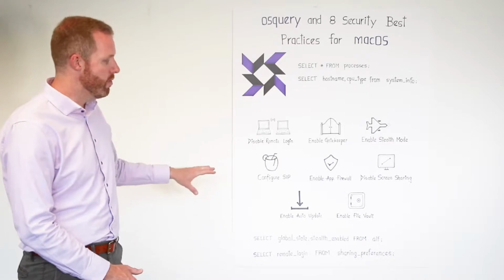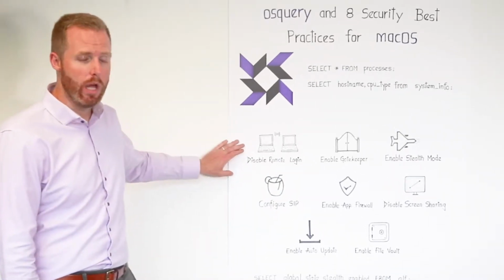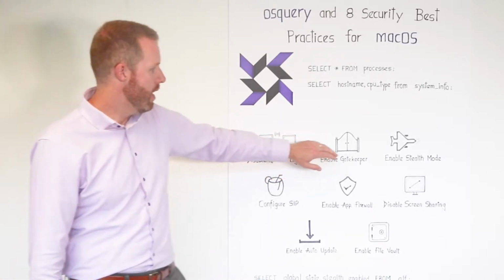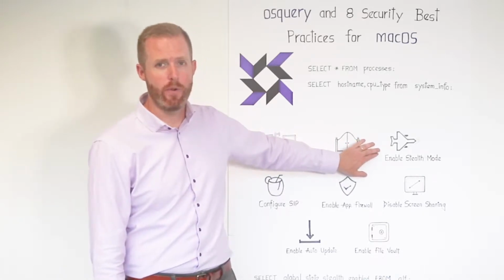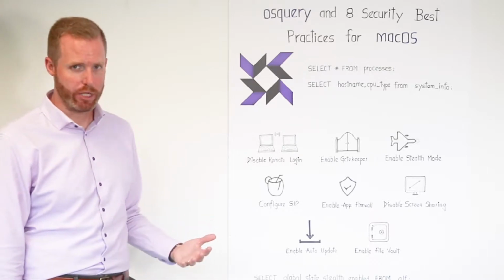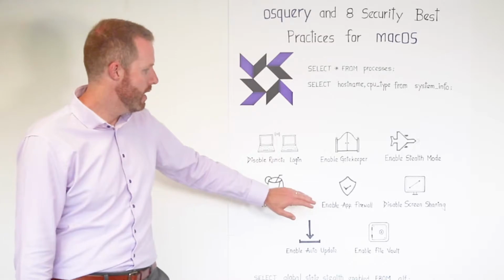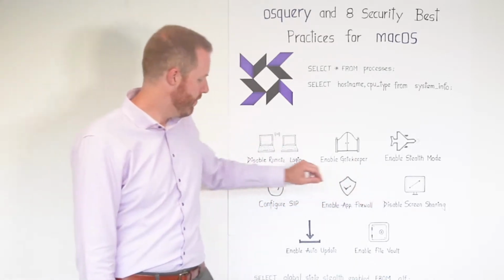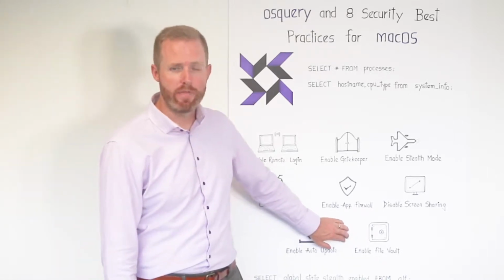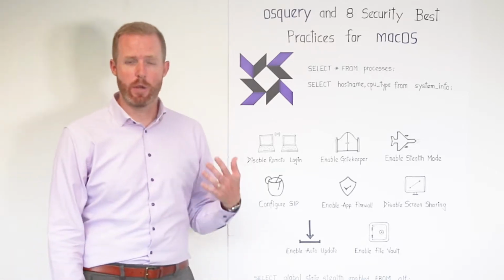So first, let's just review the 8 security best practices that we recommend. We have disabling remote login. We have enabling the Gatekeeper control. Enabling the stealth mode option on your firewall. Configuring SIP, which is System Integrity Protection. Enabling the application firewall on your Mac. Disabling screen sharing. Enabling auto update of your software. And then finally, enabling FileVault for disk encryption. These are 8 best practices that we recommend.